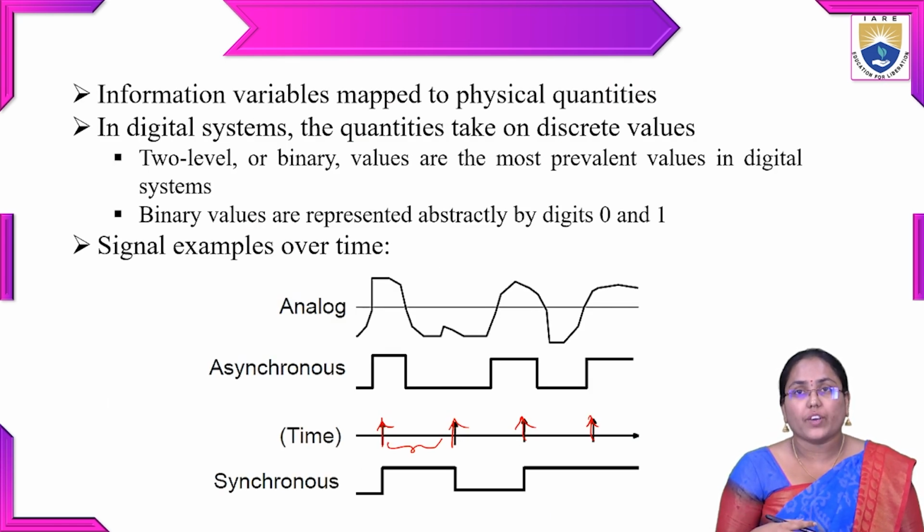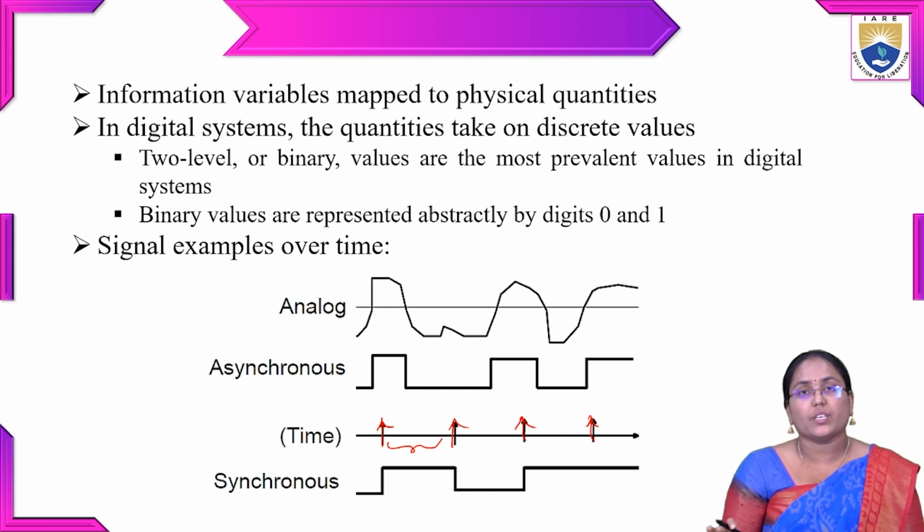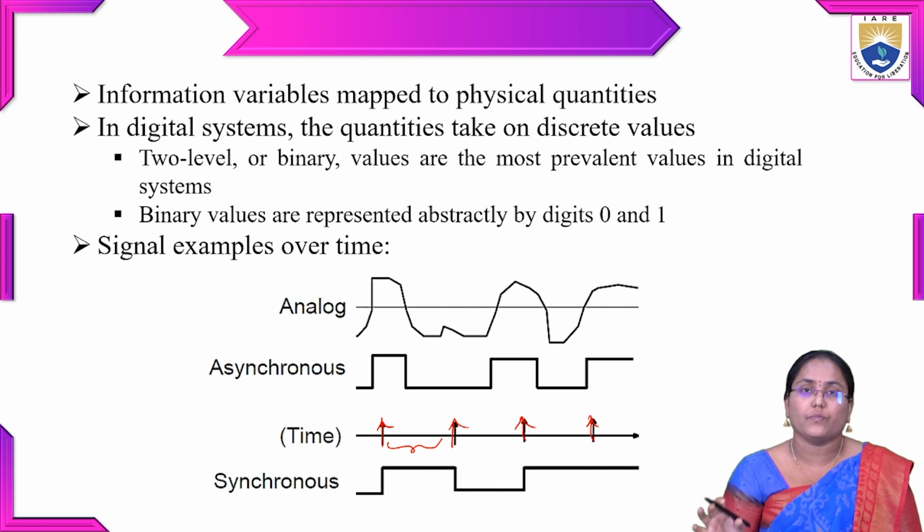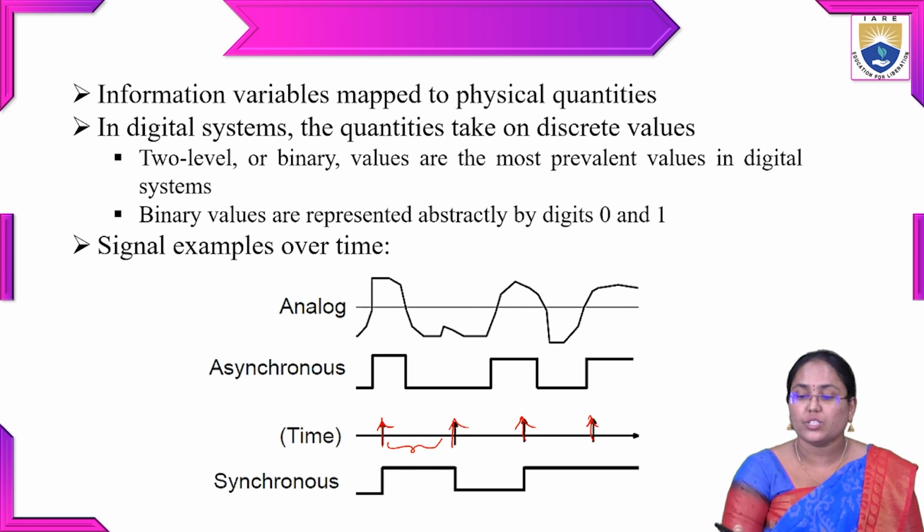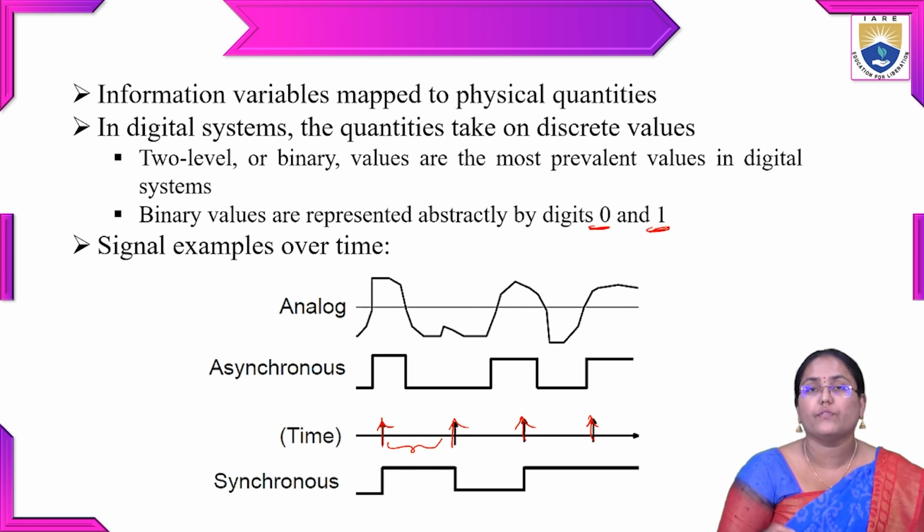The information variation in any system is mapped to physical quantities. In digital systems, the quantities take on discrete values. Two-level, or binary, values are the most prevalent in digital systems. Binary values are represented abstractly by the digits 0 and 1. So whatever information we have will be described in physical form in terms of only two-level information, that is binary information, either 0 or 1 only.